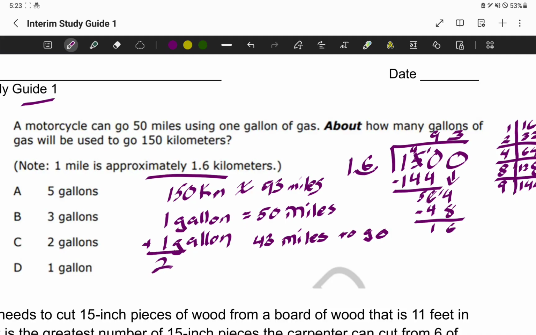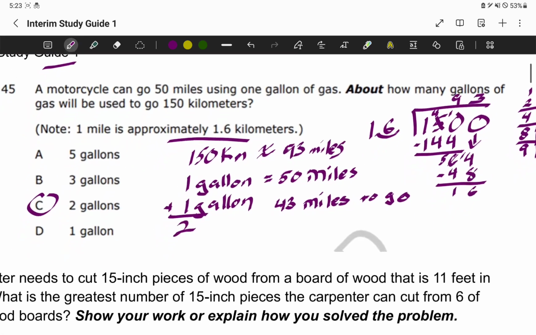Well, 1 plus 1 is 2. And so that's choice C. Now, obviously 3 gallons would get us there and 5 gallons would get us there. But all we need is 2. And so that's the answer.